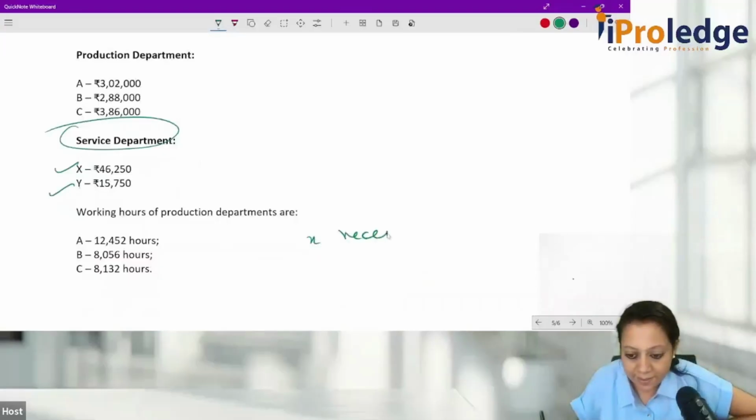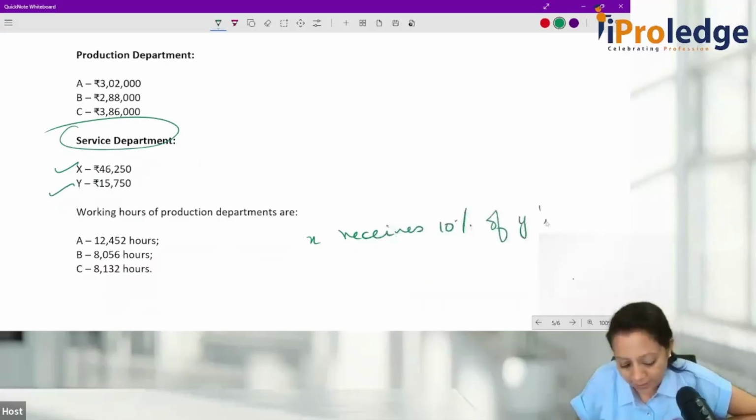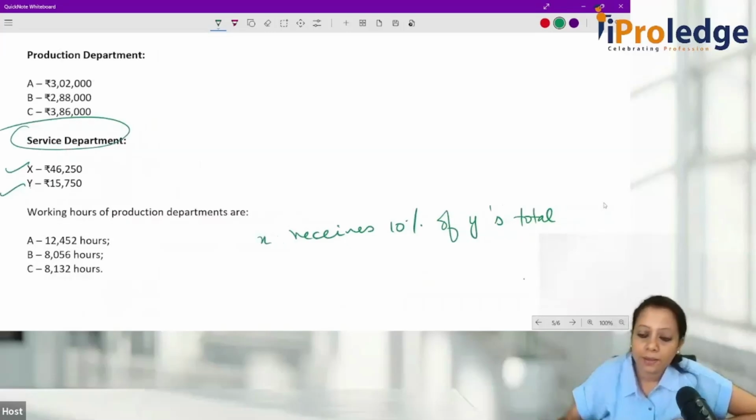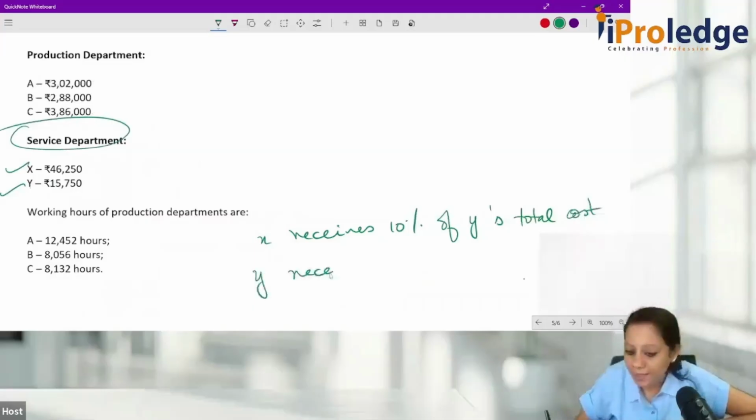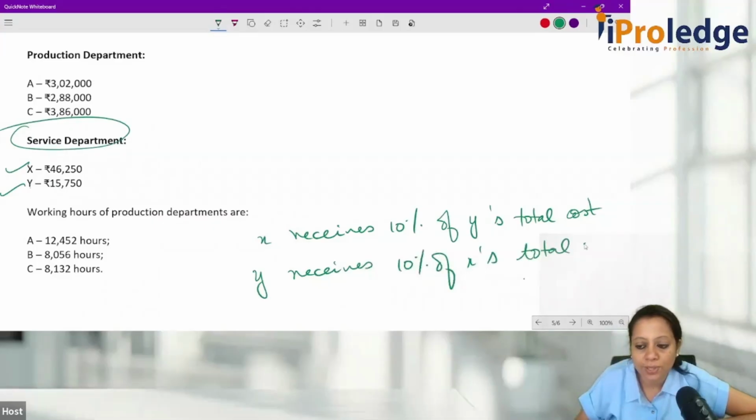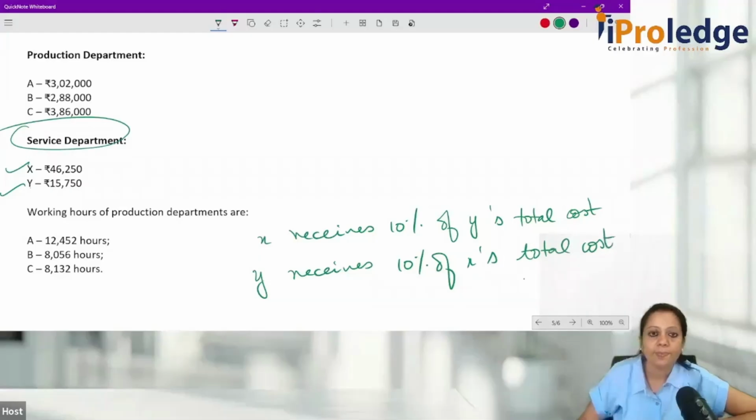So X receives 10% of Y's total cost. Many students, when they are doing it alone, may get confused. So that is why I'm saying Y receives 10% of X's total cost. Okay, sure.